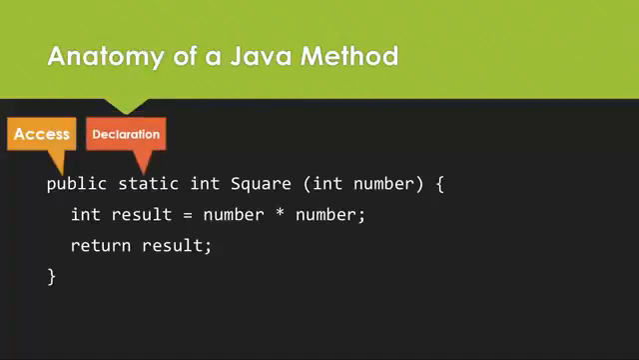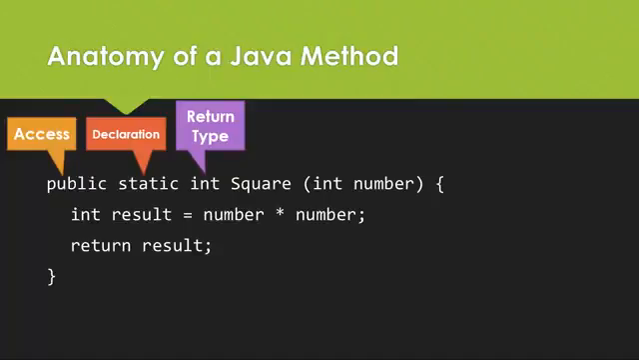Static is a declaration. You can either include static or not. When you include static in your method, what you're saying is you can use the method without declaring an object of the class. If you leave static off, you're saying in order to use that method, you must first define an object and then access the method from the object using the dot operator or the period operator.